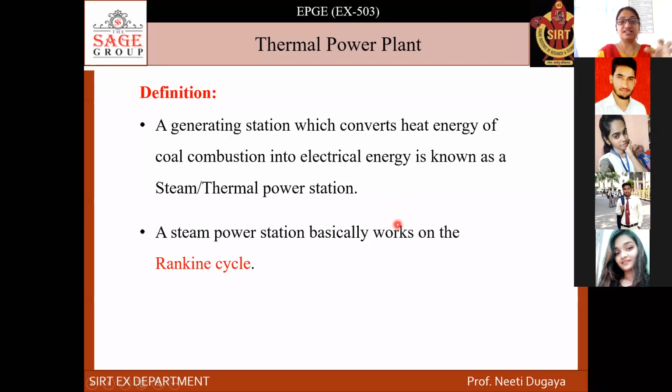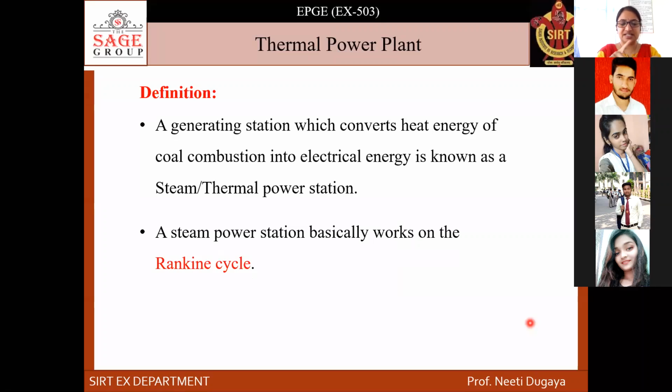the Rankine cycle. You have studied the Rankine cycle. I hope all of you have studied the Rankine cycle in science in your school time, I guess. Have you heard this name before, Rankine cycle? Have you heard it? Yes, ma'am.